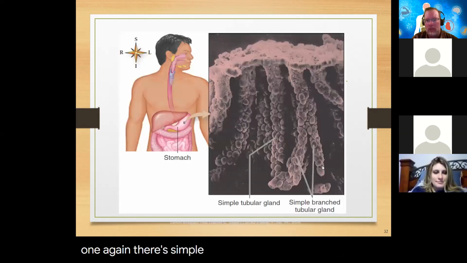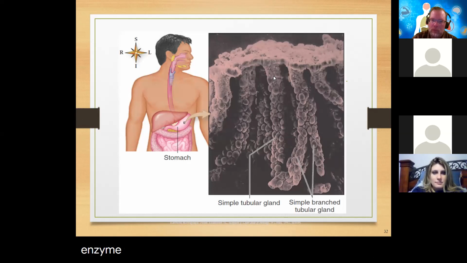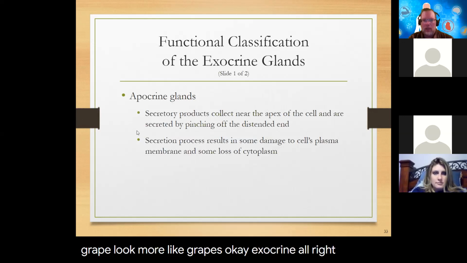So here's a simple tubular gland in the stomach. This is going to secrete some sort of enzyme, more than likely. Simple tubular. And then we see simple branched. So you just have branches. Still, it's simple because it has one opening. So they're branched, but they have one opening. If these were alveolar, they'd look more like grapes. Okay, exocrine. A couple types of exocrine glands.